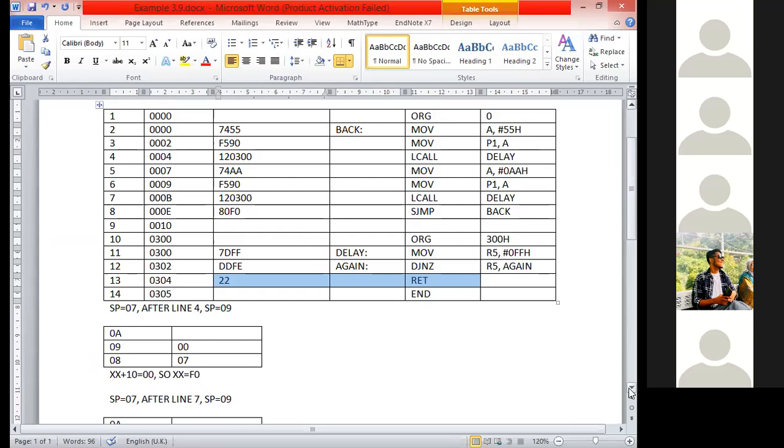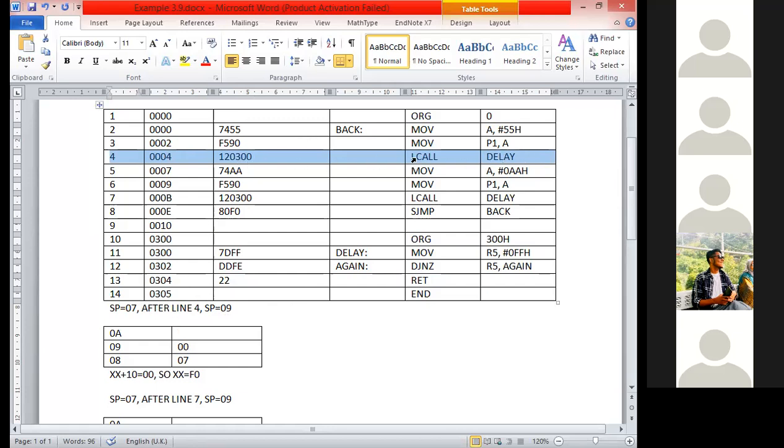Sir, I don't get the part that when the initial value of the stack pointer is 07, why is it going to line 4? Repeat your question, let me hear it again. Sir, the LCALL operation here. Because I don't get why, with a stack pointer value of 07, it is going to that line. I mean, why is the stack pointer becoming 09? I get all the parts, but I didn't get the initial part.